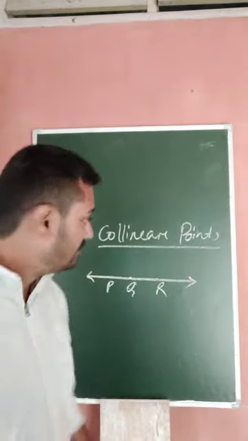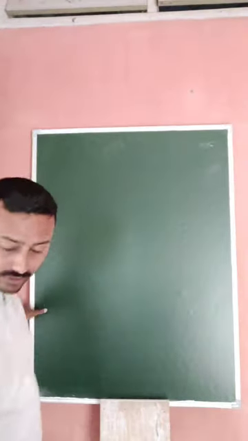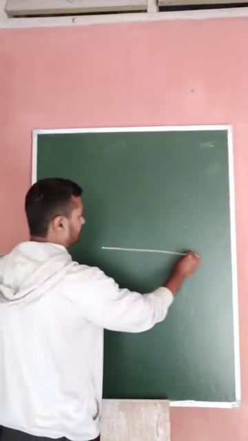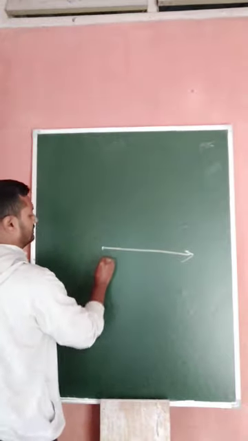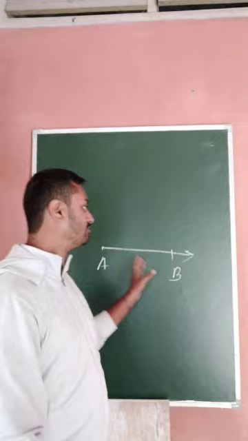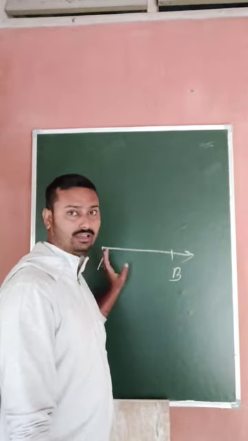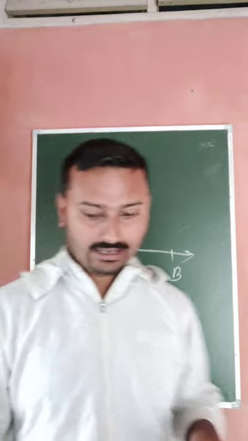And the last one is ray. I think all of you know, it's a part of a line with only one endpoint. Suppose this one is a ray, with endpoint A, and B. That means it continuously goes on only one side, and on one side it has a definite endpoint. Again, another thing is a plane.